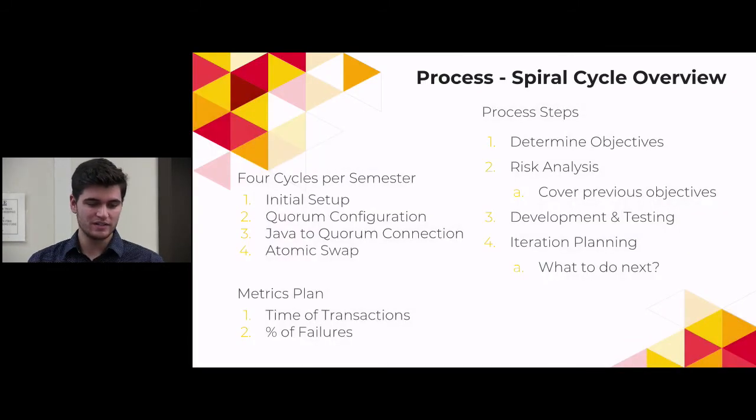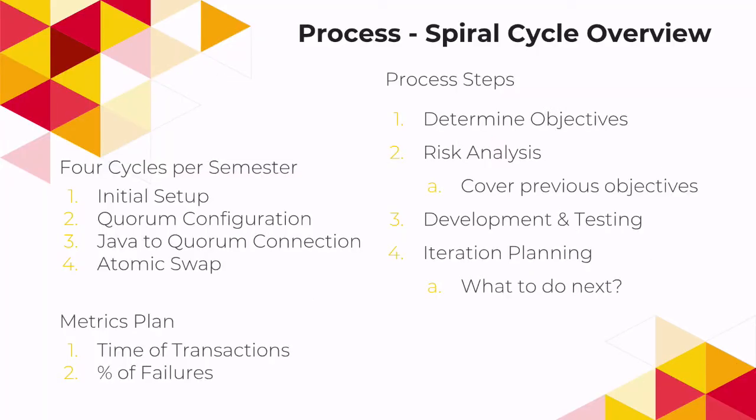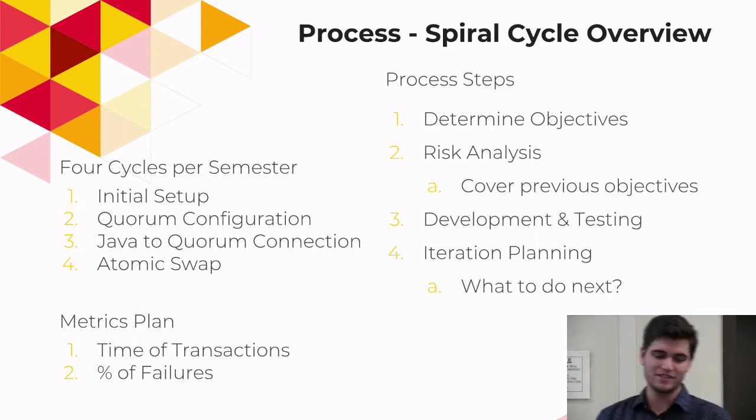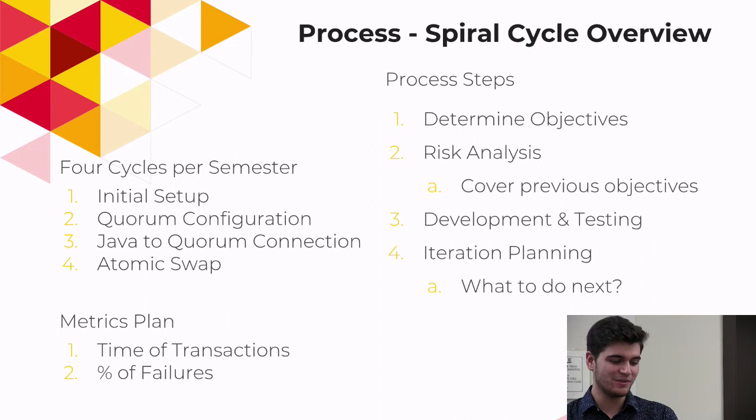Moving forward, this is a little overview of what we've performed so far. We're looking at 4 cycles per semester. We started with the initial setup, getting the VM set up, then setting up the actual blockchains, and then we created our back-end application. Then an entire cycle was based around that thing that Nathan mentioned earlier, the atomic swap. That's crucial to making sure that funds are transferred at the same time. You don't want to have people run away with other people's money. And then, of course, we also have a metrics plan in place.